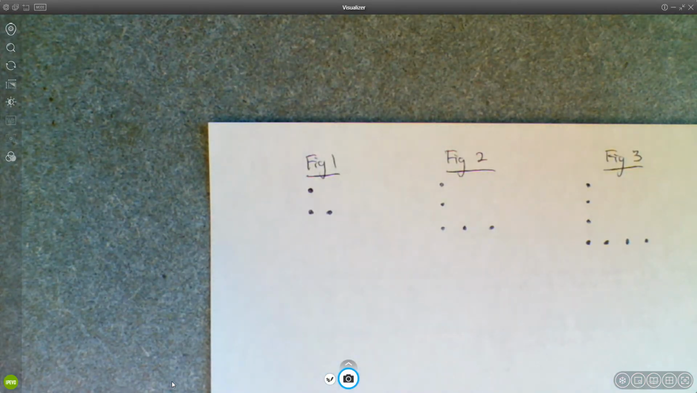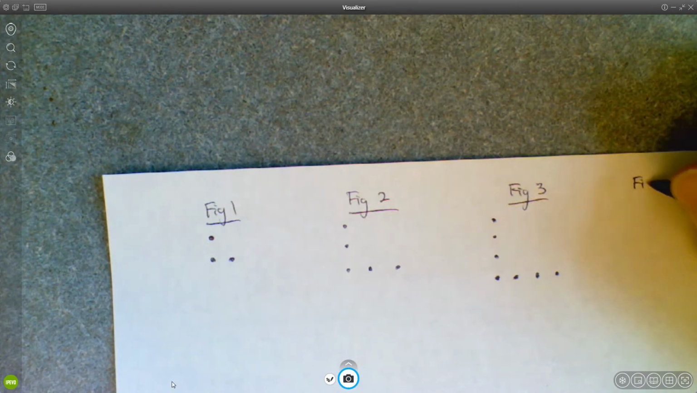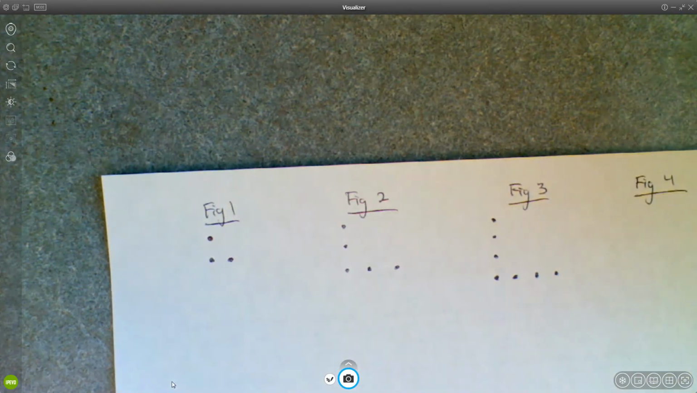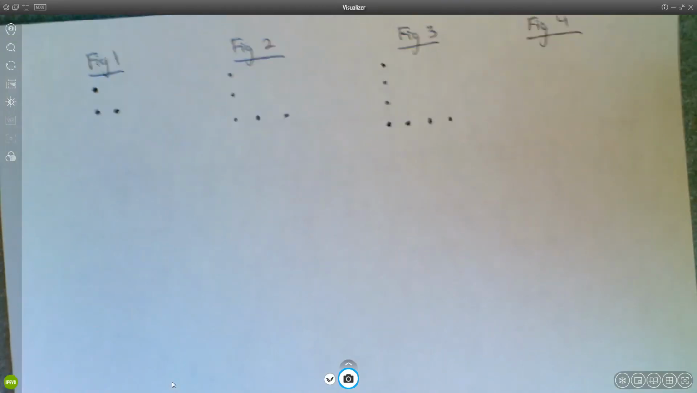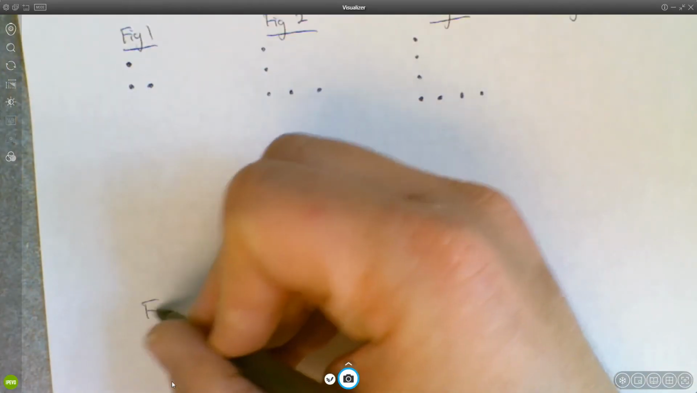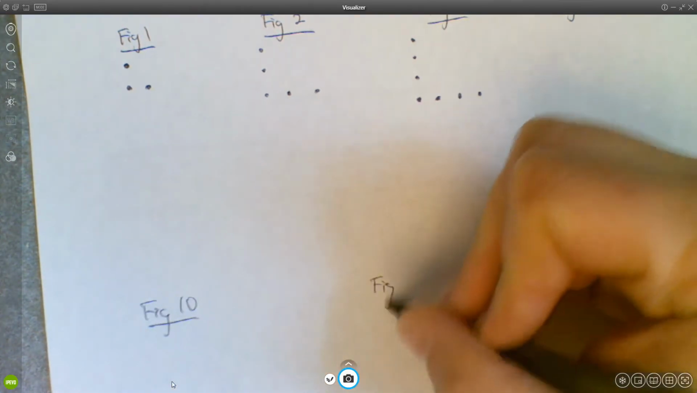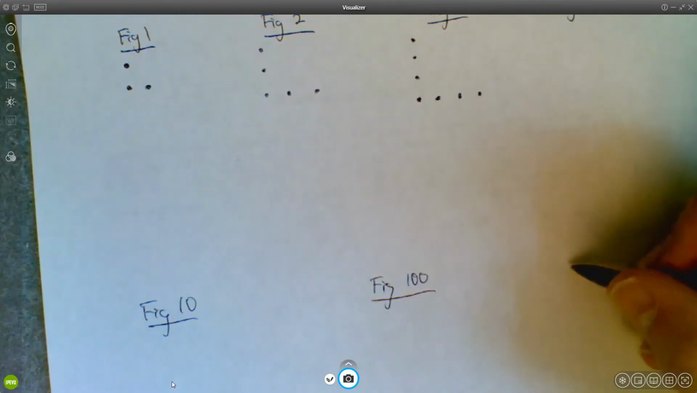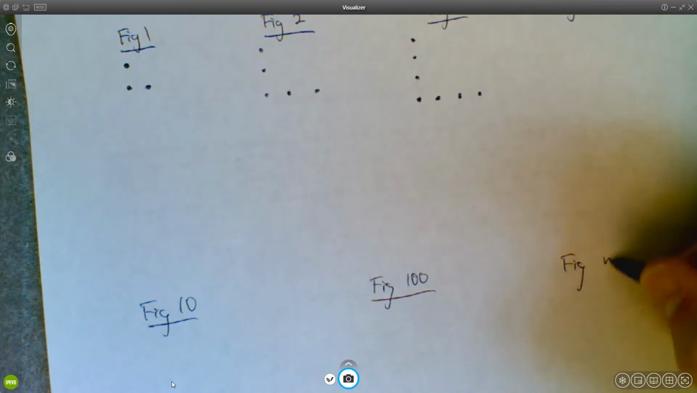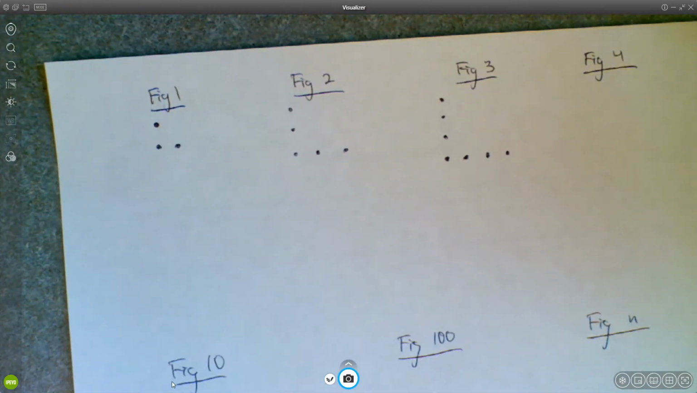So here we go. So we've got figure 1, figure 2, figure 3. I'm going to put figure 4 on here. We won't actually draw the figure. And then we also want to do figure 10, figure 100, and figure n more generally. Okay, let's see what we can come up with.